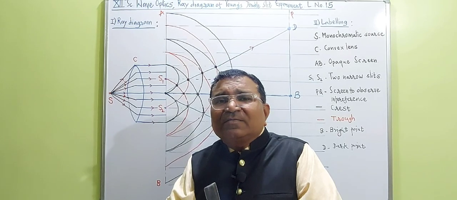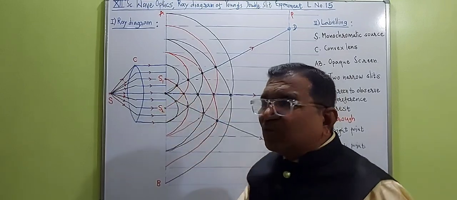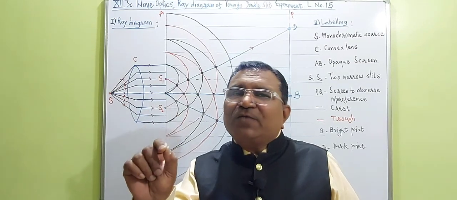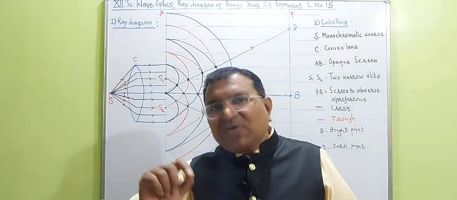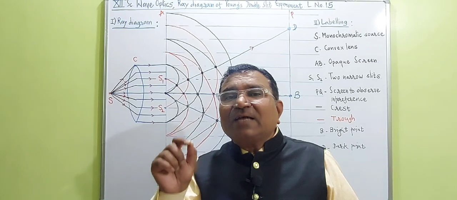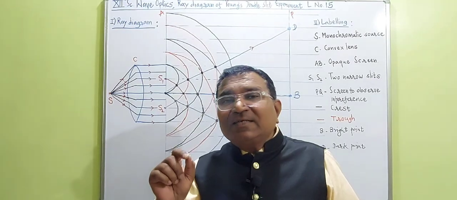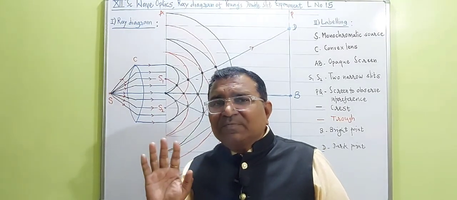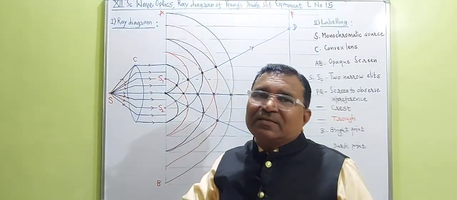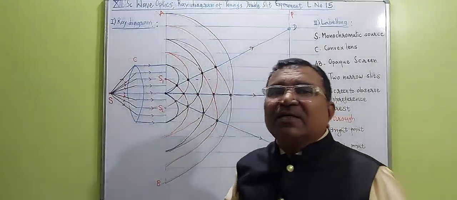And when the crest of one wave meets the trough of another wave, or the trough of one wave meets the crest of another wave, at that time the intensity at that particular point is minimum and the resultant displacement is also minimum. So where crest-trough or trough-crest meet together, and when we join such points on the screen, we get a dark point.